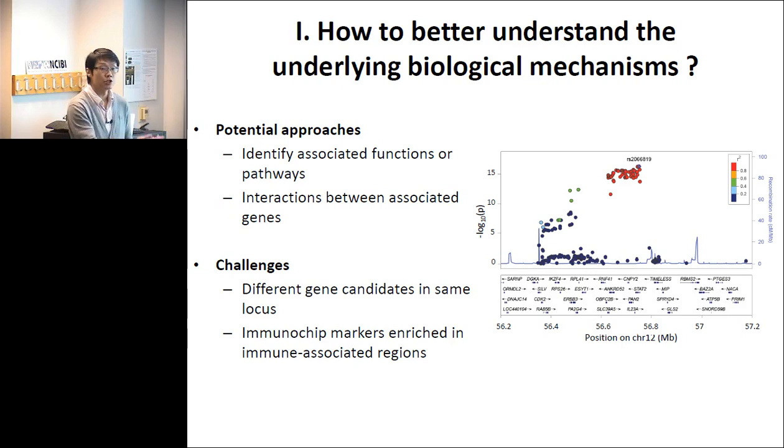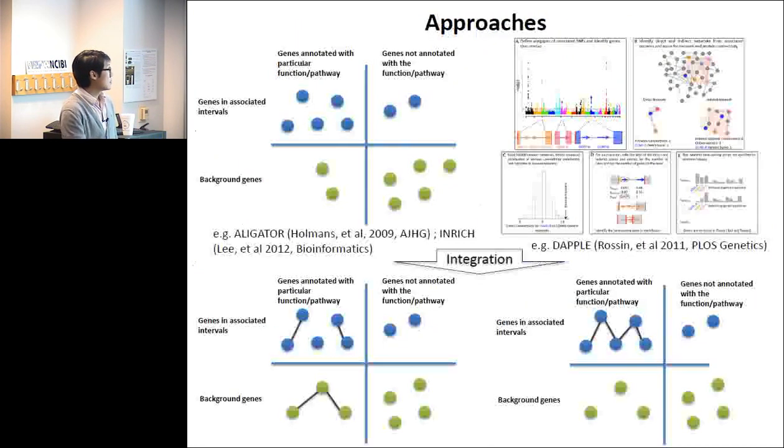So there could be different gene candidates, and it is also specific to this context: a lot of the markers in the Immunochip are enriched in immune-associated regions. So the background itself is immune enriched. We want a better analysis to really reveal those psoriasis-specific associated immune functions or other related pathways.